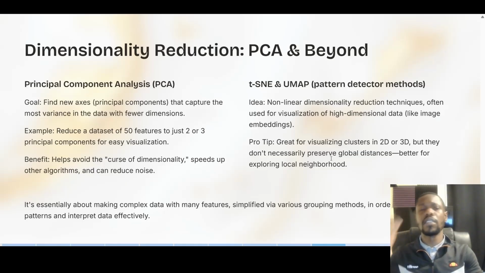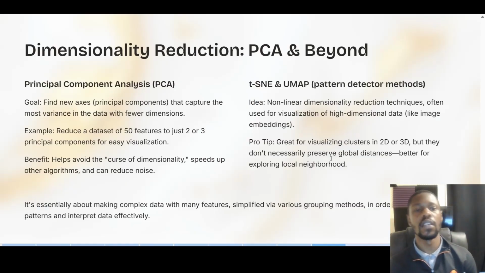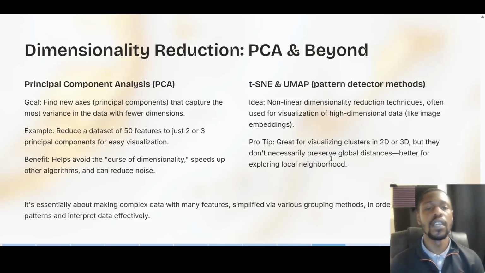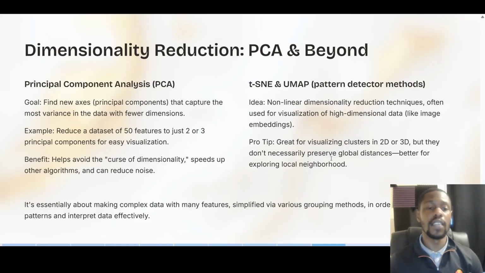So next we have something known as dimensionality reduction, and we have different methods within this as well. So dimensionality reduction, let's look at first PCA, known as principal component analysis. So the goal is to find new axes, known as principal components, that capture the most variance in the data with fewer dimensions. So an example, we want to reduce a data set of 50 features to just two or three principal components for easy visualization. The benefit is this helps to avoid the curse of dimensionality and speeds up other algorithms and can reduce noise.